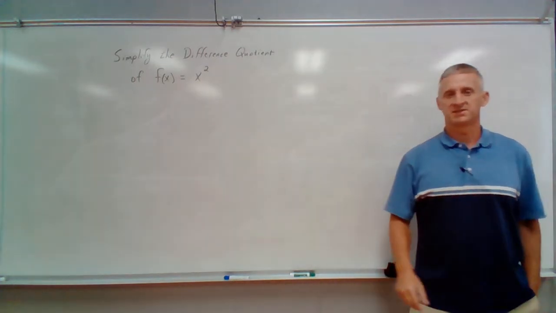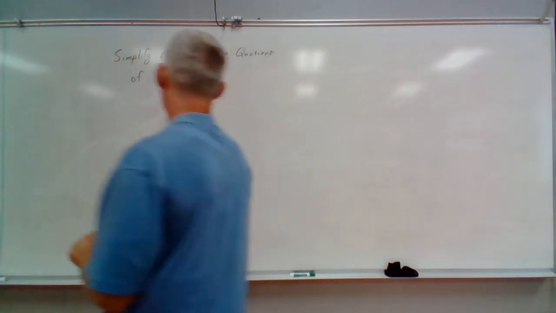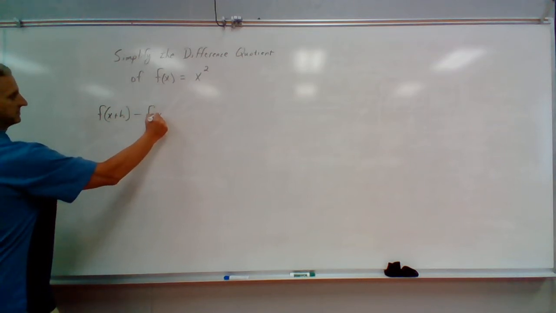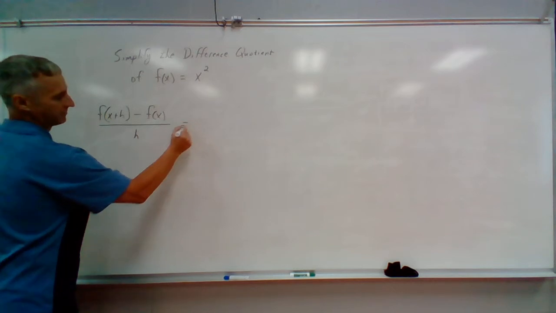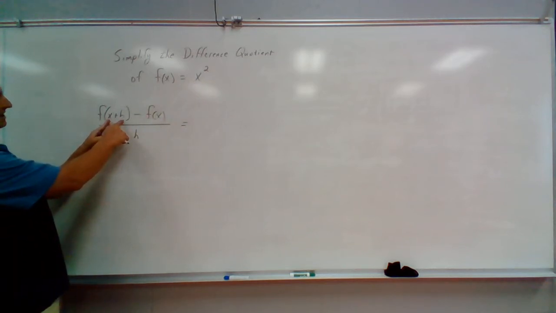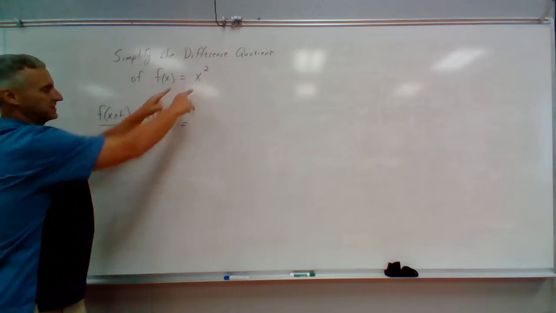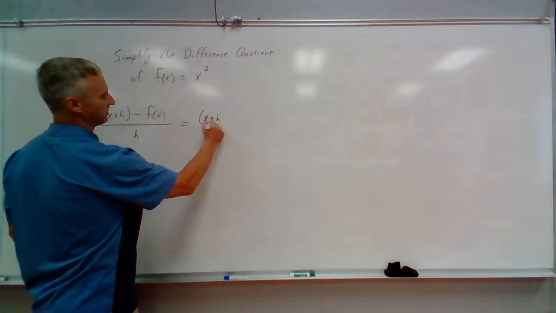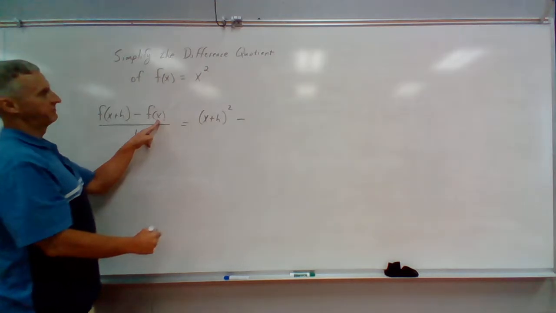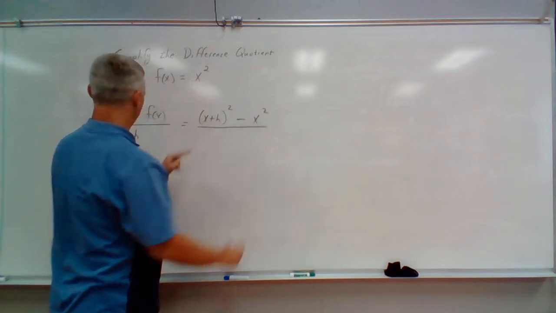Okay, let's work with the difference quotient some. I want to simplify the difference quotient of f of x equals x squared. The difference quotient is f of x plus h minus f of x all over h. For this example, we're using the function x squared. So for f of x plus h, I should plug x plus h into the function, exactly where the x goes. So that would be x plus h squared minus f of x. F of x is just x squared. And that's all over h.